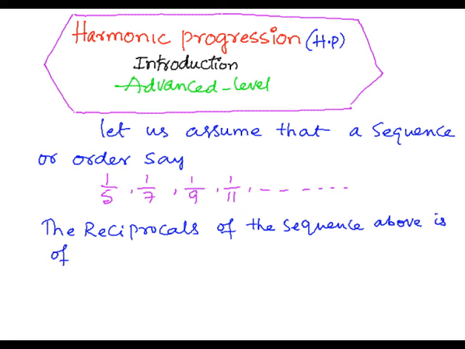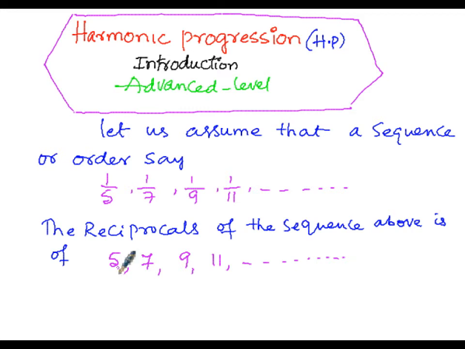Then the reciprocal of 1 by 5 will be 5 by 1, which is just 5. Similarly, the reciprocal of 1 by 7 will be 7 by 1, which is just 7. Similarly, 1 by 9's reciprocal is 9 and 1 by 11's reciprocal is 11, and so on. So here there are an infinite number of terms in it.